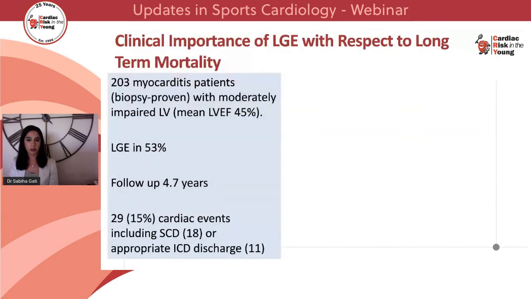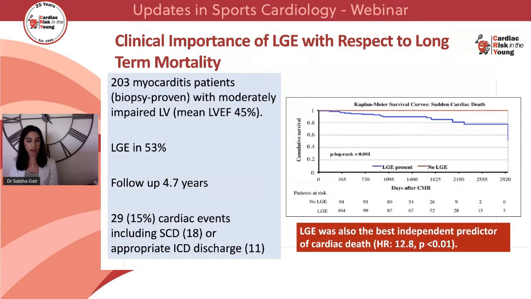So in this study by Grun, they looked at 203 biopsy-proven cases of myocarditis. They identified just over half were positive in late gadolinium enhancement, and these individuals were followed up for 4.7 years. And they showed that the presence of late gadolinium enhancement was the best predictor of mortality, irrespective of symptoms, left ventricular ejection fraction, and left ventricular end-diastolic volume.